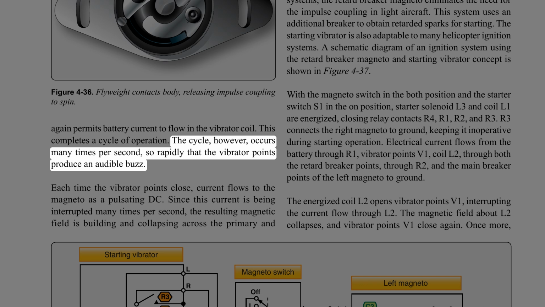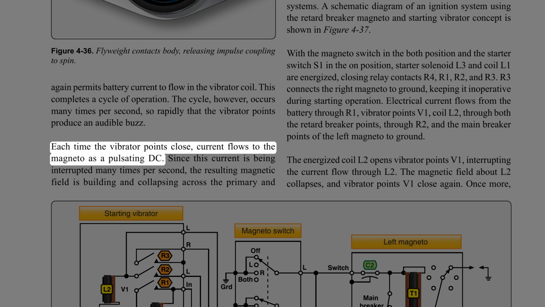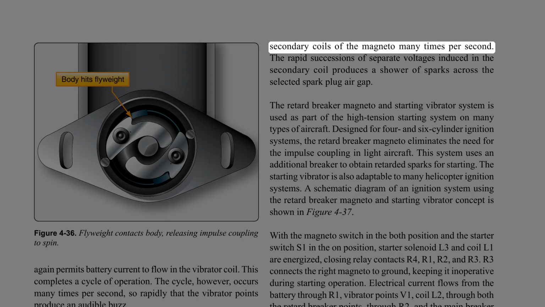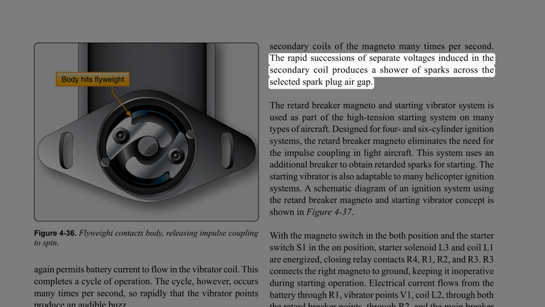The cycle, however, occurs many times per second, so rapidly that the vibrator points produce an audible buzz. Each time the vibrator points close, current flows to the magneto as a pulsating DC. Since this current is being interrupted many times per second, the resulting magnetic field is building and collapsing across the primary and secondary coils of the magneto many times per second. The rapid succession of separate voltages induced in the secondary coil produces a shower of sparks across the selected spark plug air gap.